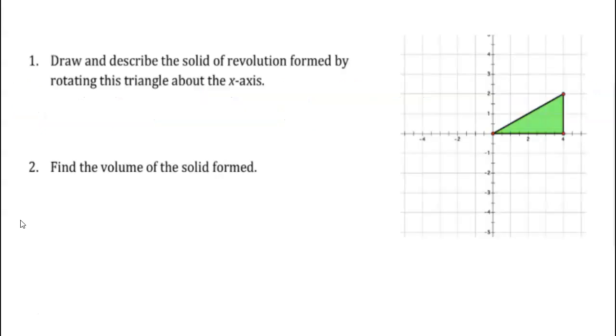Draw and describe the solid of revolution formed by rotating this triangle about the x-axis. So, as we're looking at this, first thing I want to identify is what is the x-axis. So the x-axis is this line right here. And if you remember our transformations, rotating is spinning something around something else. So if we're going to spin around this axis, this is what we're revolving around, this triangle is going to go in a circle.